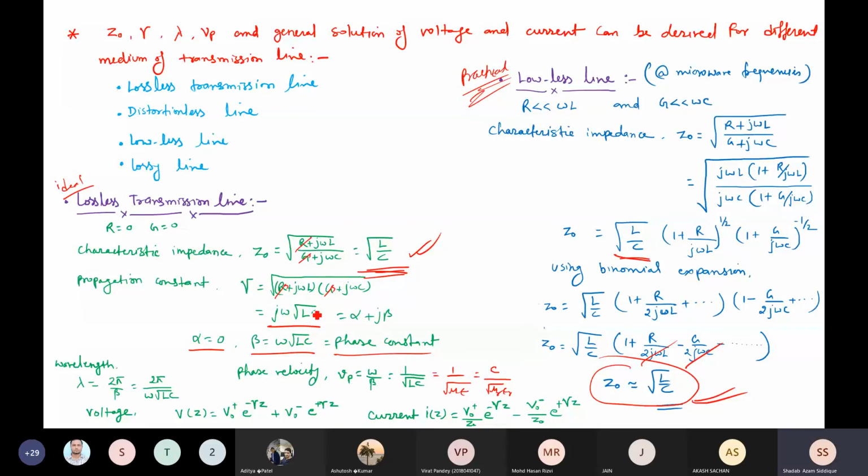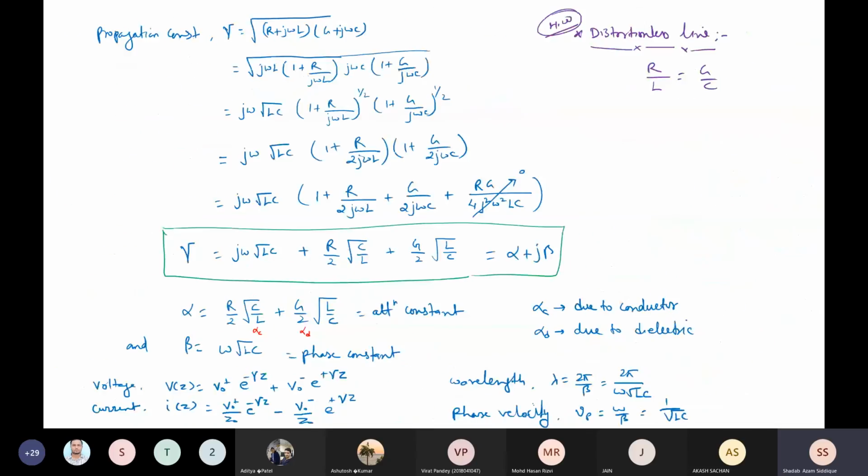Here the propagation constant is j omega root under LC, where alpha is completely zero, but there you can see alpha is not completely zero. Alpha will be some value. Although beta will be the same, alpha will be some value. So here, if you solve for the propagation constant, we will calculate it in a similar way.